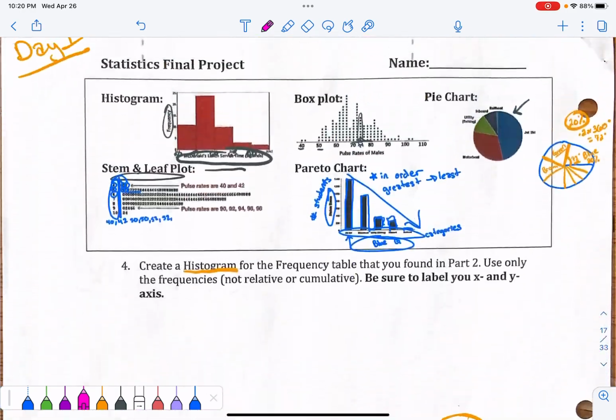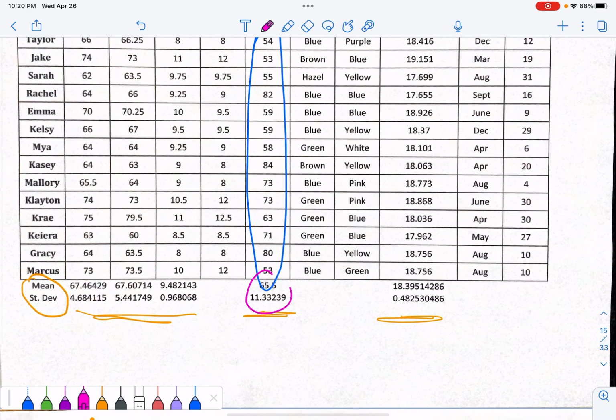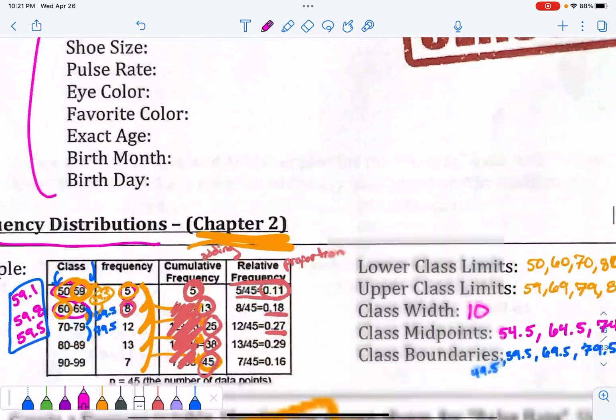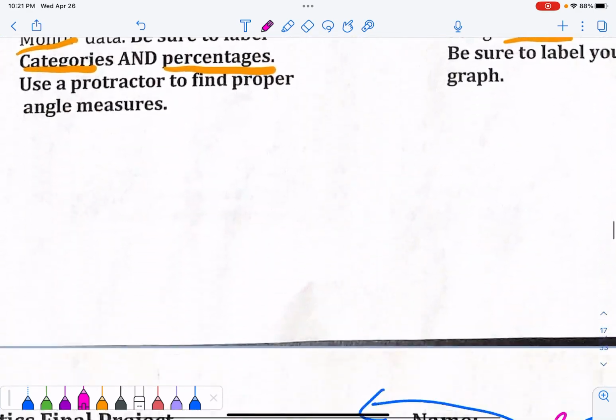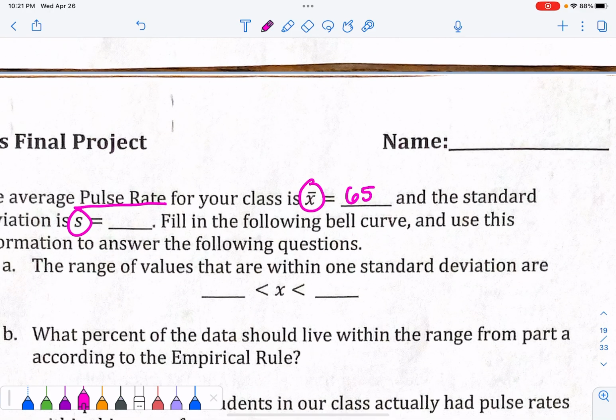From the table. Average pulse rate. Pulse rate is here. Average is 65.5. Standard deviation, we'll go 2 decimal places. 11.3. Well, we'll go 1 decimal place. I'll cut you some slack. We'll go 11.3. So 65.5 and 11.3 is your standard deviation. Let's see if I can remember that before we go down. 65.5 and 11.3. There we go.